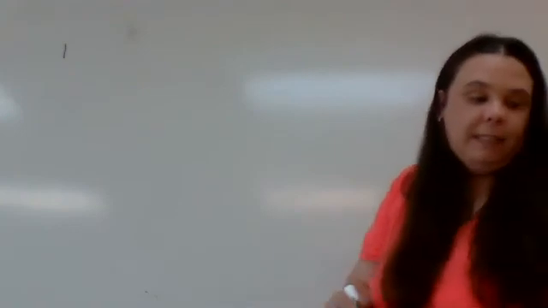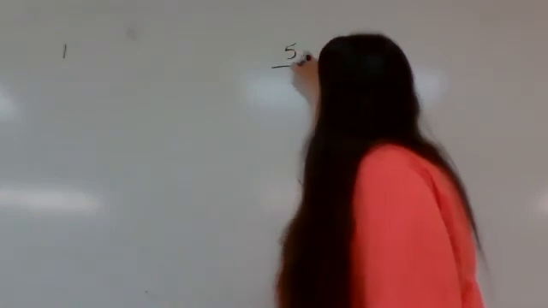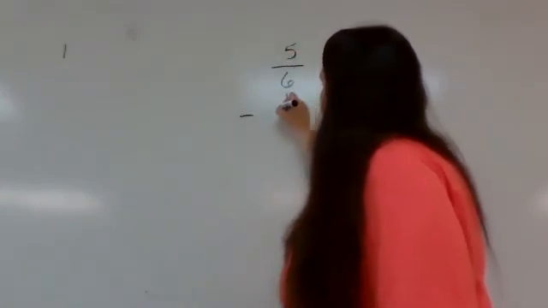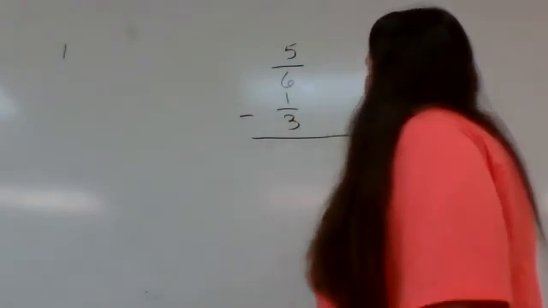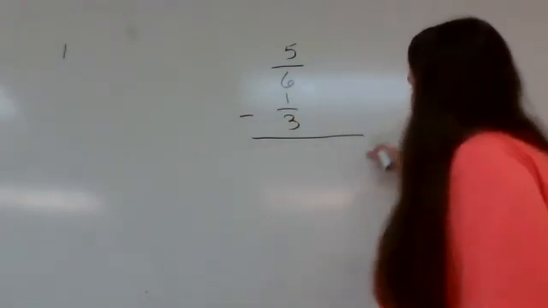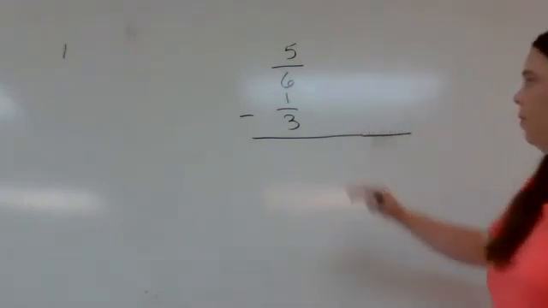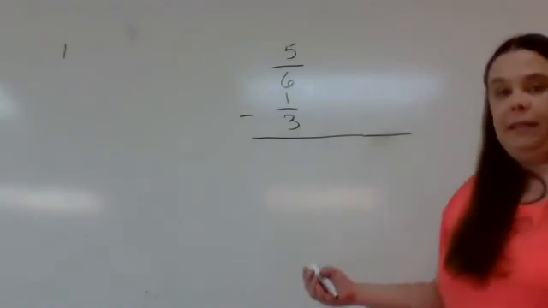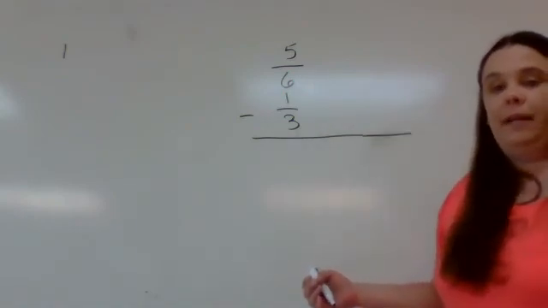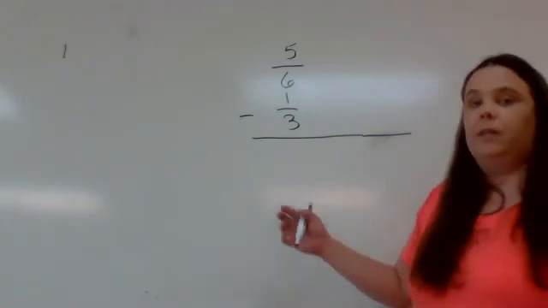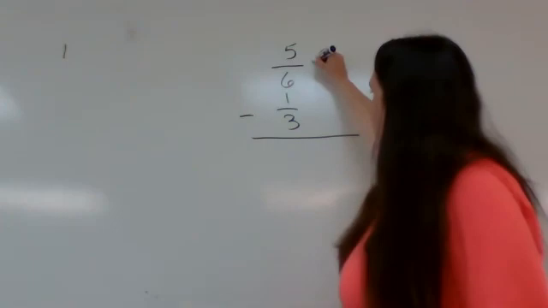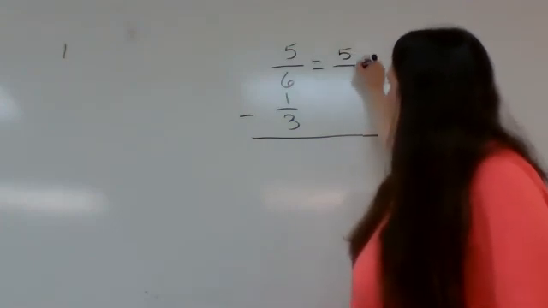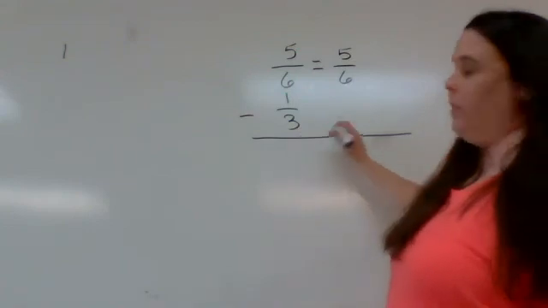So the first one I have is 5/6 minus 1/3. That's ugly, sorry. All right, so I look at my denominators and what is a number that they will both fit into evenly? Both 6 and 3 will fit into 6 evenly. So I'm not going to have to change this one, so I'm just going to scoot it over. But I am going to have to change this one to a 6.